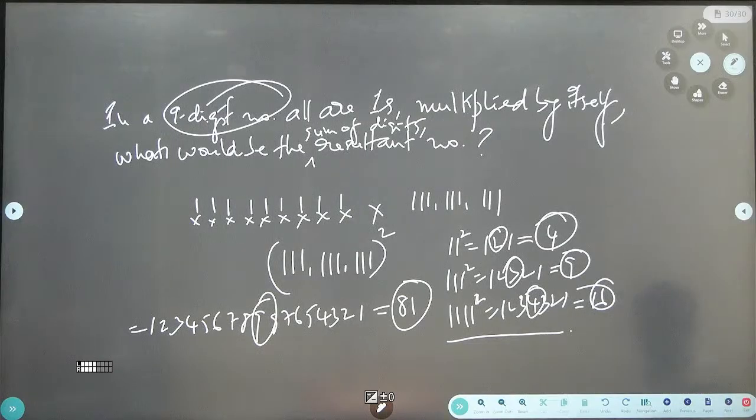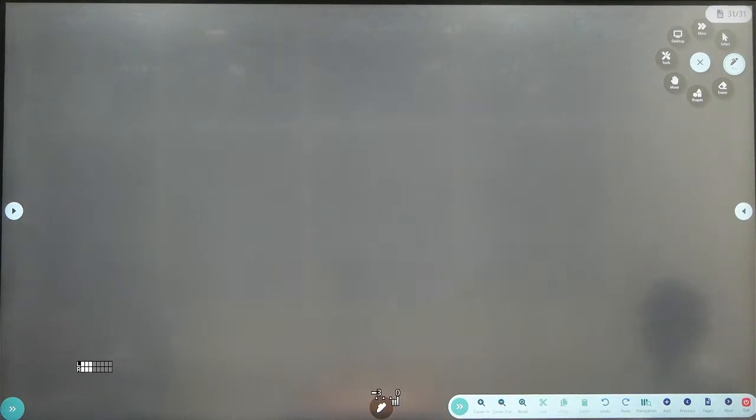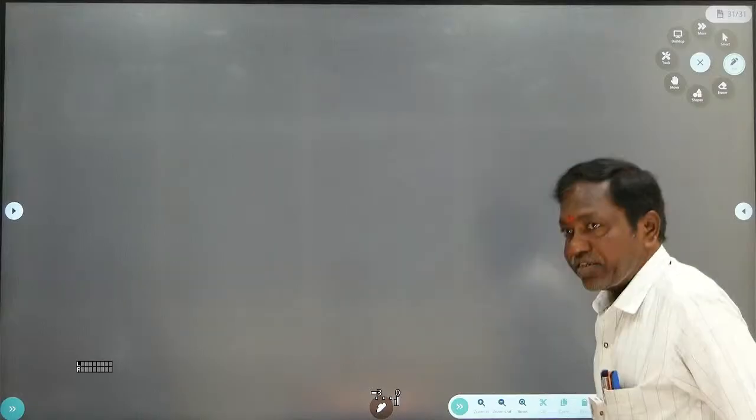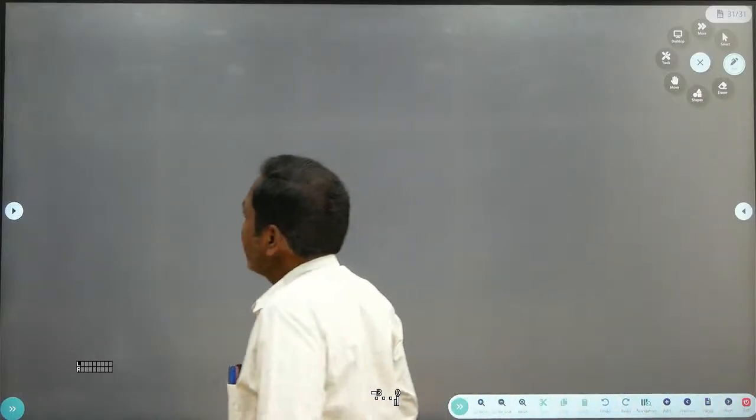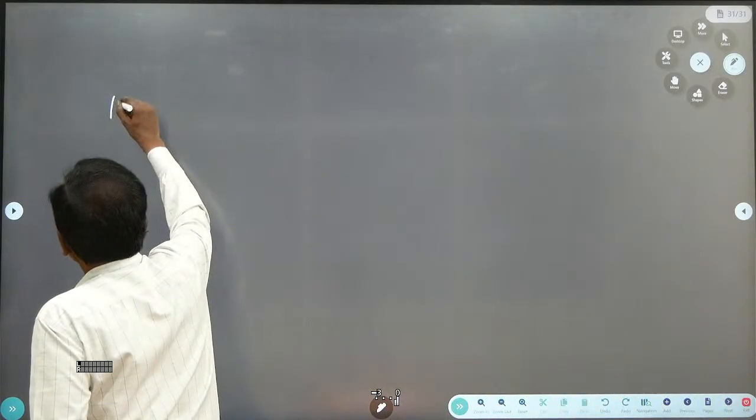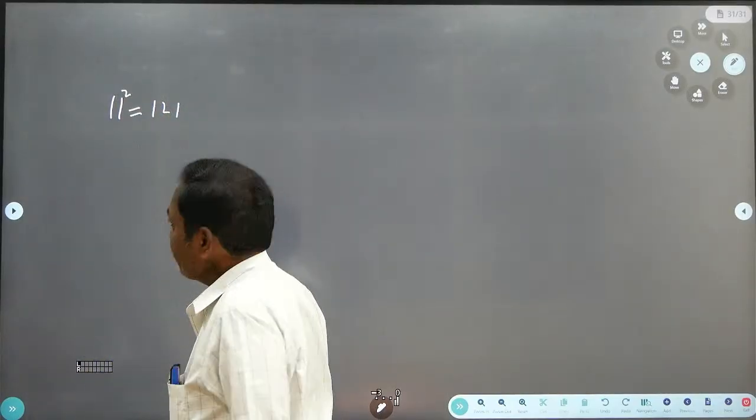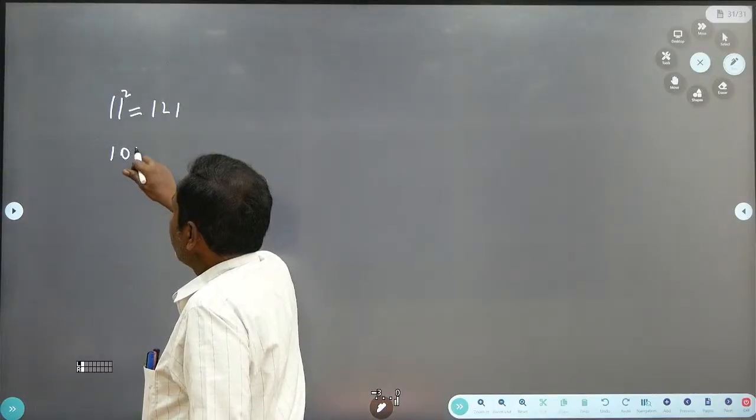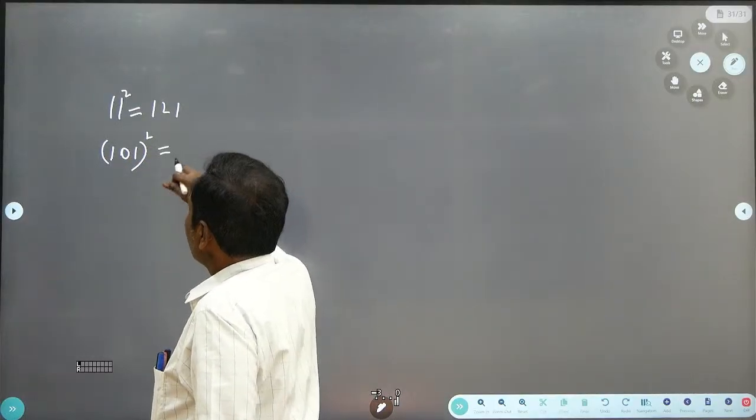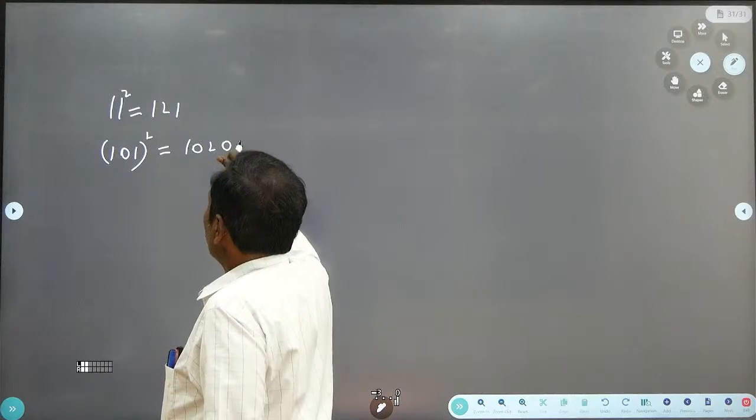Right. Next come to 101. See that. What is 11 square? 121. 101 whole square is 10201.